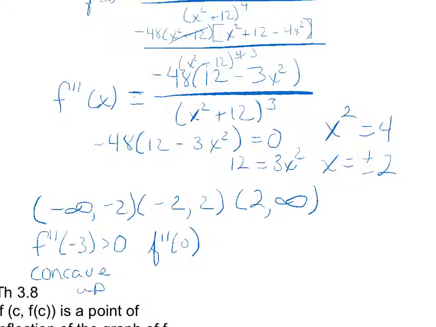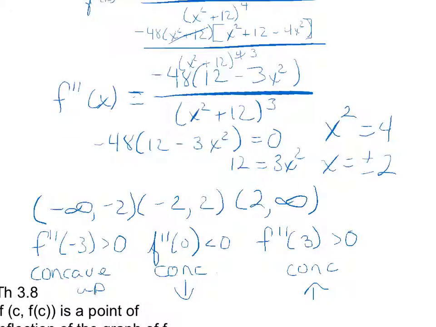So if we plug in 0 into the second derivative, we're going to have a negative 48 times 12, which is less than 0. So this is concave down. And then if I plug in, again, a positive 3, it's pretty easy to tell that, again, we're going to have a negative times a negative. So we are concave up. And those are the intervals with the appropriate concavity.